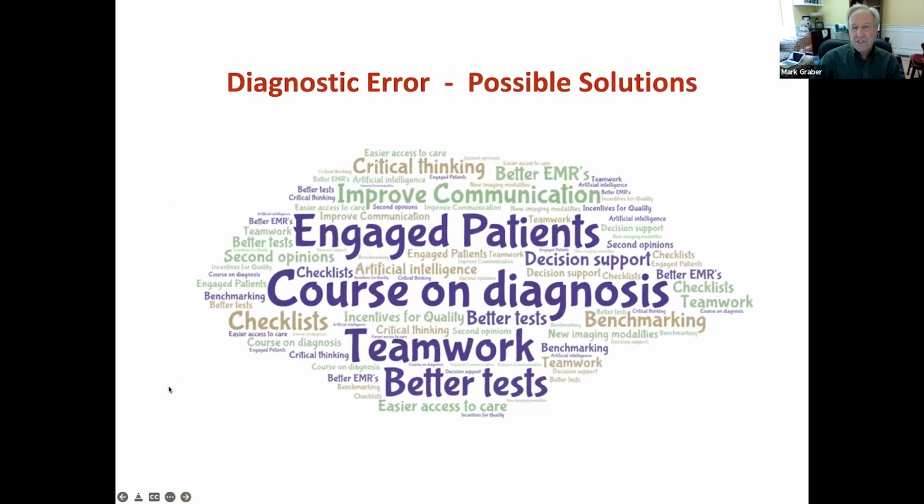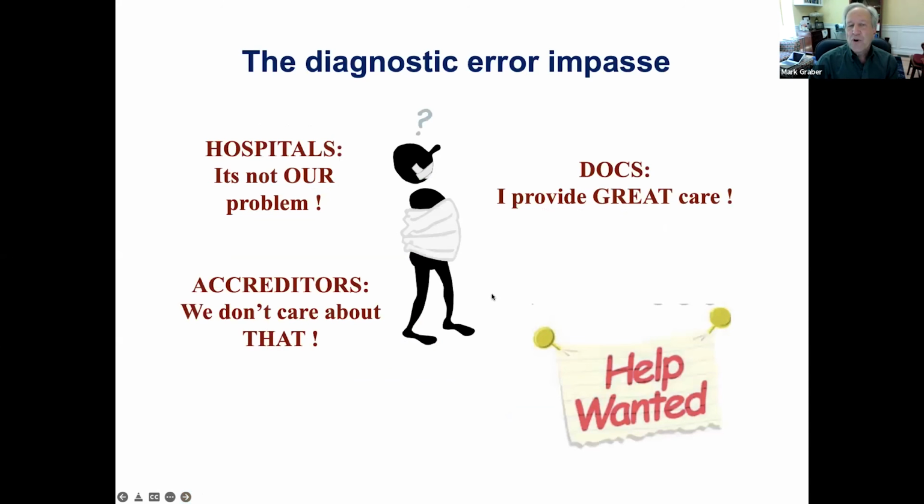So we have lots of potential solutions. The problem is almost none of these are being used anywhere. There's almost no research funding available for people to try these out. And we're just at the starting line in terms of figuring out which ones work and which ones work the best. So we're kind of at this impasse right now. We've learned a lot about diagnosis and diagnostic error, but we haven't yet done much to fix the problem.